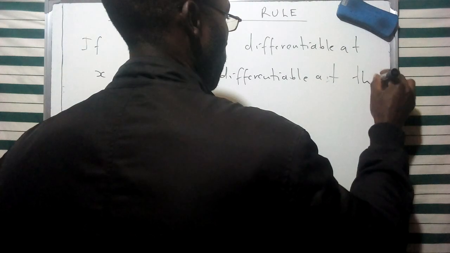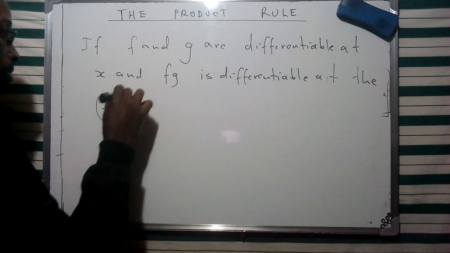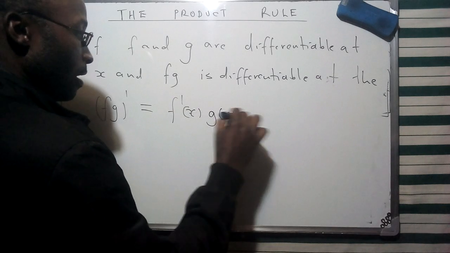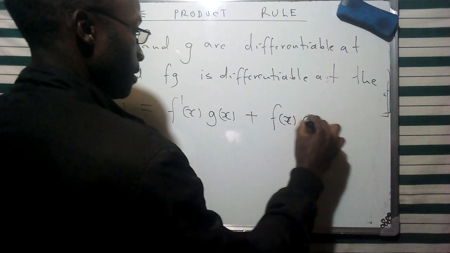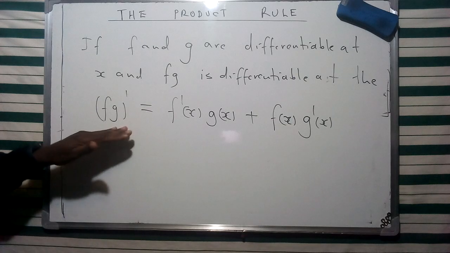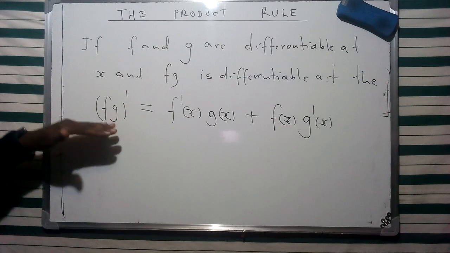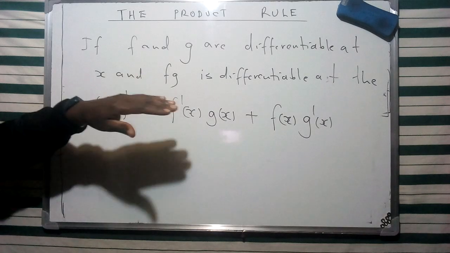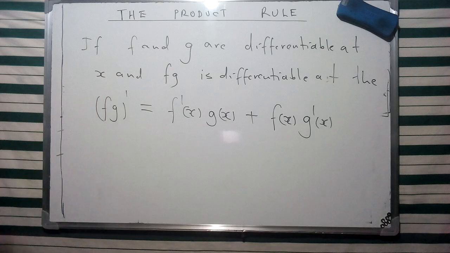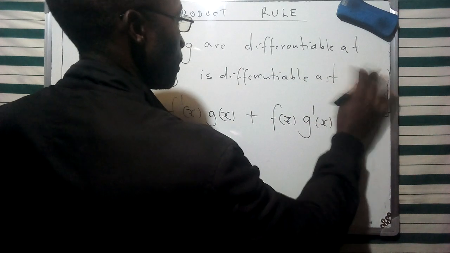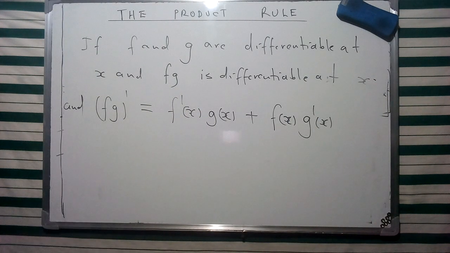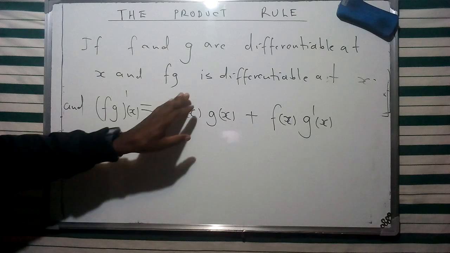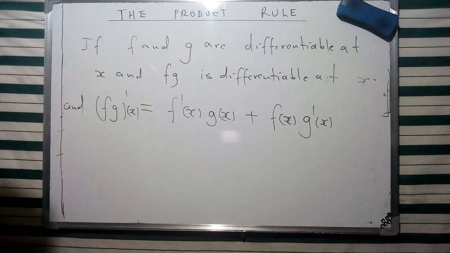So if the product of these two functions is differentiable at x, then the derivative of this product is given as the sum of f prime of x g(x) plus f(x) g prime of x. So this basically gives the impression that if we have the product of two functions which are differentiable at x, their product fg is differentiable at this value of x, and (fg) prime of x is given as f prime of x g(x) plus f(x) g prime of x.